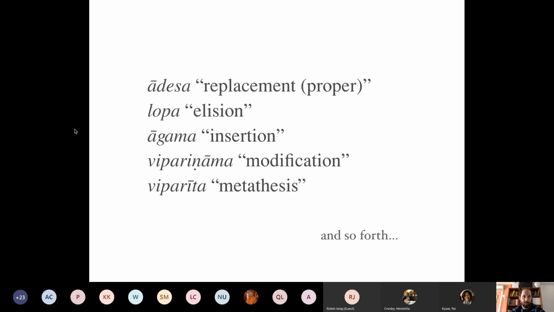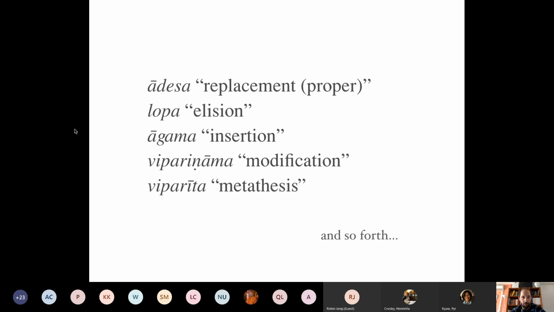Although there is adesa properly speaking, that means a replacement. One item is replaced with another item. But there's another type called lopa that literally means elision, that means deleting something. But this can also be counted as an adesa, because what you are really doing in grammar is replacing something with zero, with nothing. But this nothing is something. It's like a zero in mathematics. It is there, it occupies a position as zero value.